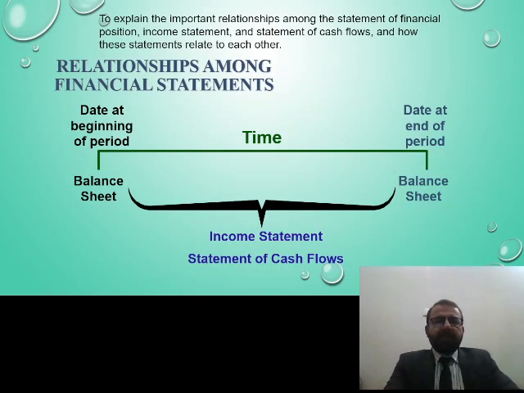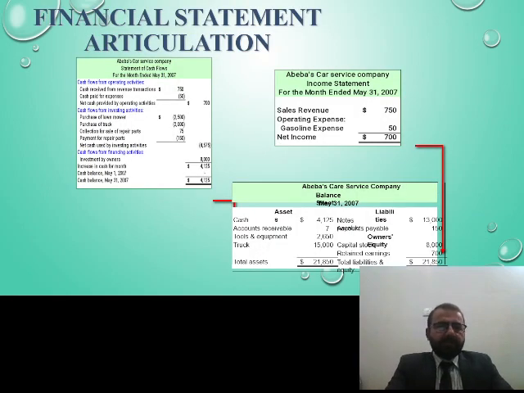To explain the important relationships among the statement of financial position, income statement, and the statement of cash flows, and how these statements relate to each other. Relationships among financial statements. Time. Date at beginning of the period. Date at the end of the period. Income statement and statement of cash flows.